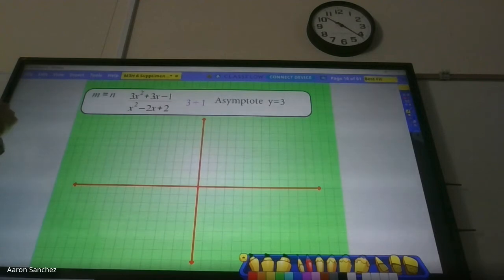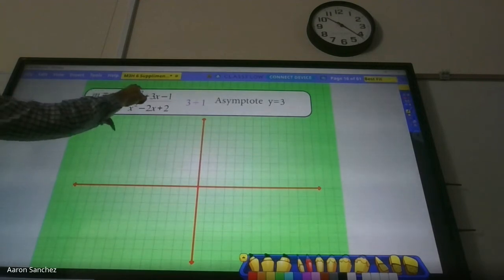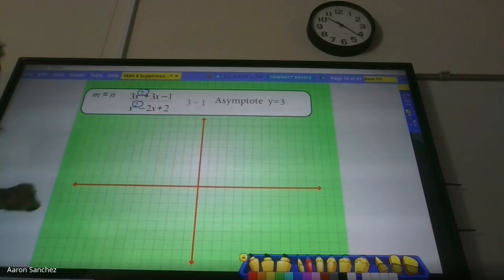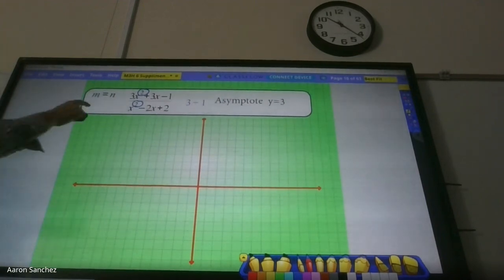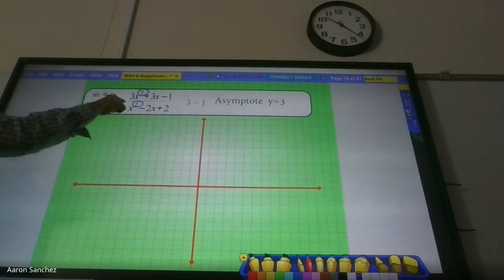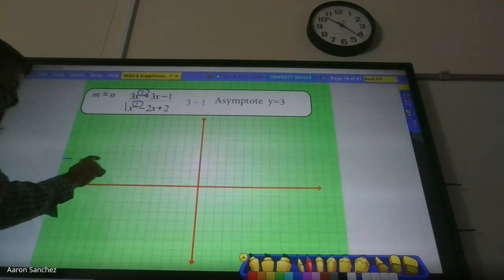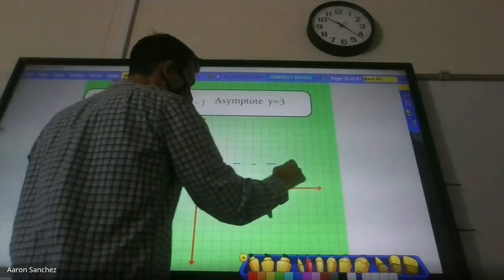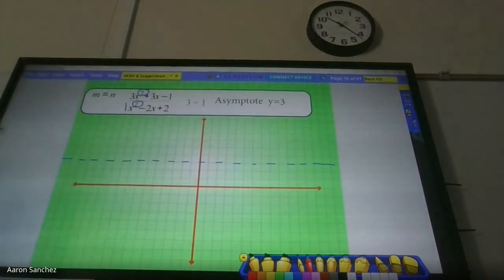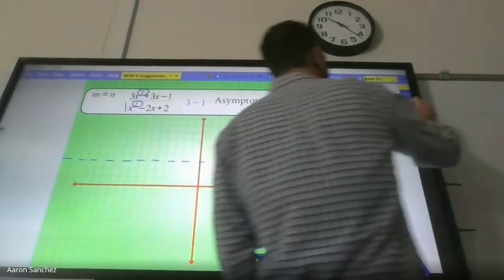Here's the thing. Notice m and n are equal. They're both 2, right? So you take the coefficients. This is 3. What's this one? 1, and you divide them. You say 3 divided by 1, and you go 1, 2, 3, and it'd be right here. So that's where the horizontal asymptote's going to be. Got it? Not too hard. First one's the easiest. Second one's kind of medium, as long as they're equal. Now here's the most difficult one.